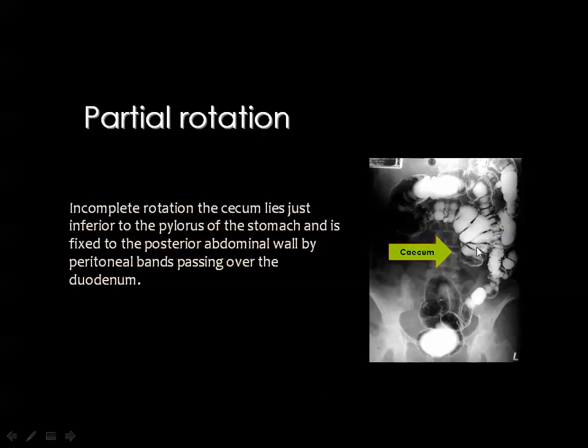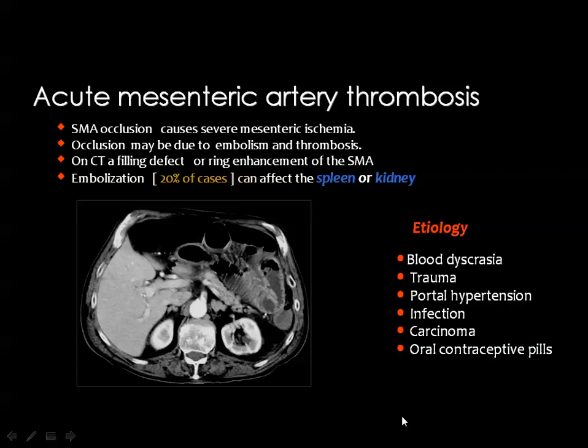The cecum is normally present in the right iliac fossa, but here you can see that the cecum and the ascending colon are to the left of the spine, in the left lumbar region. Then one of the lesions that may affect the mesentery is thrombosis of either the artery or the vein.